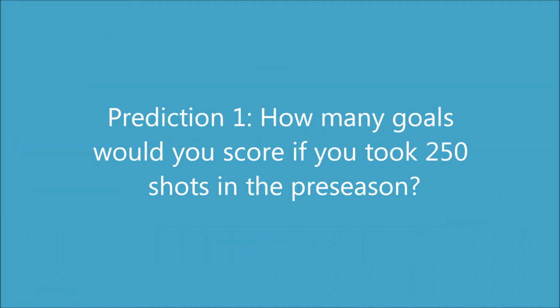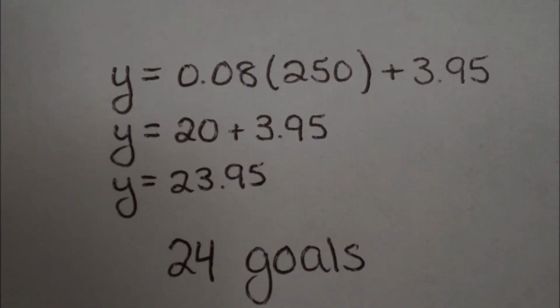How many goals would you score if you took 250 shots in the preseason? To solve this equation, substitute 250 for x. We're using the Excel equation for accuracy. Multiply 0.08 by 250 and add 3.95 to have an answer of 23.95. However, because the solution set only contains integers, we round up to 24 goals.